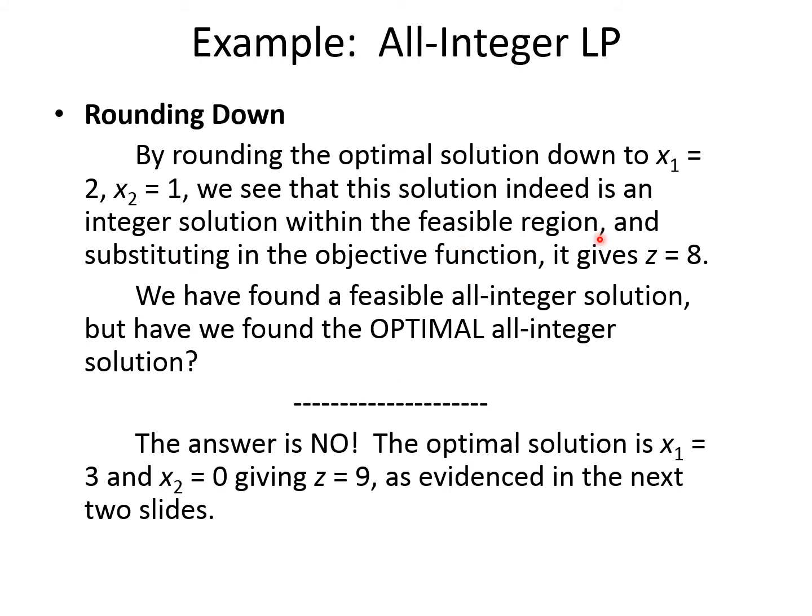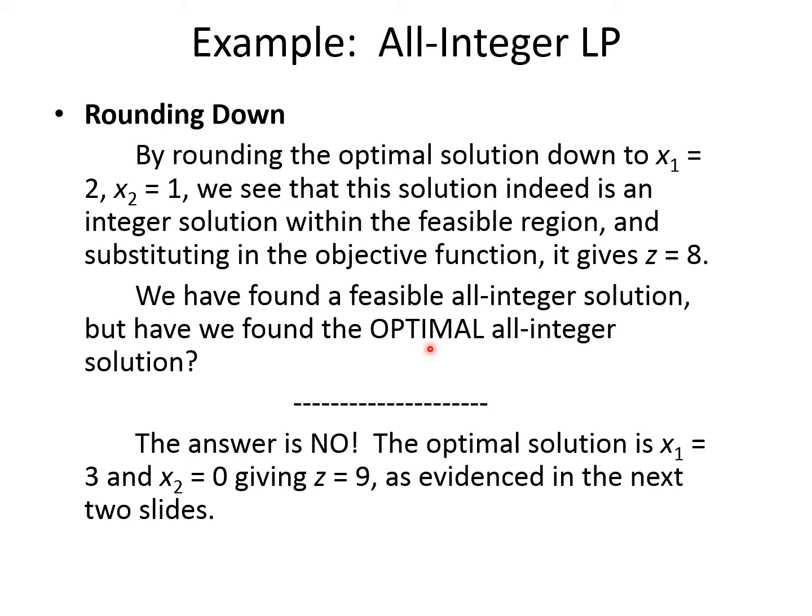Rounding down, instead of x1 equal 2.5, it becomes 2, and instead of x2 equal 1.5, we round down to 1. This falls inside the feasible region, as we will see in the next slide. And the z function, if you substitute x1 equal to 2 and x2 equal to 1, z becomes 8. This is a feasible integer solution.